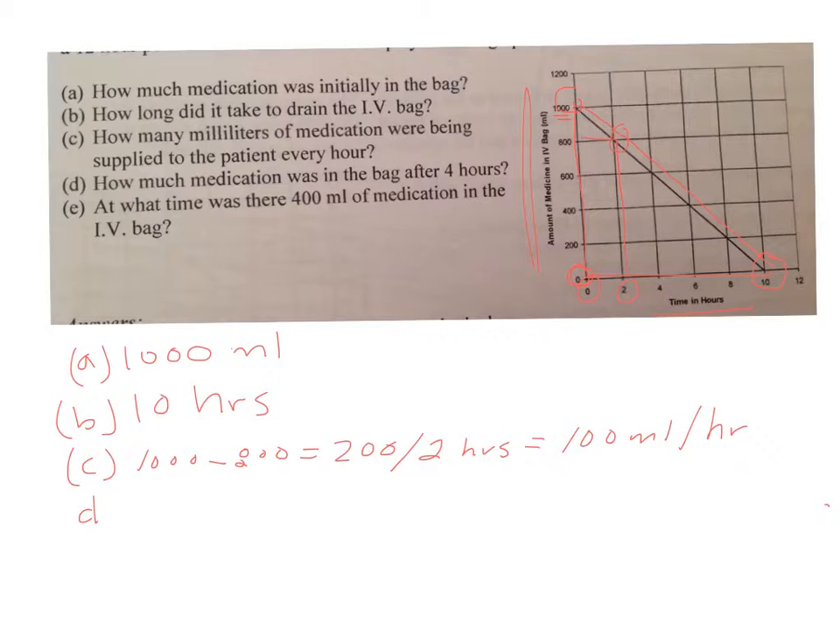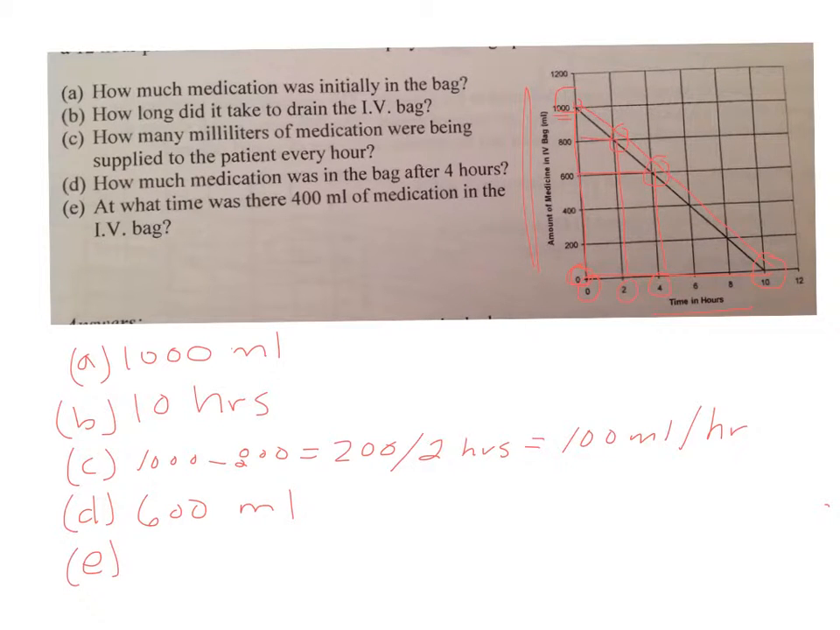So what about D? How much medication was in the bag after 4 hours? Okay, let's look along the time in hours. Here's the 4. We'll go up to the graph. Meets the graph at 600. There are 600 mils of medication in the bag after 4 hours.